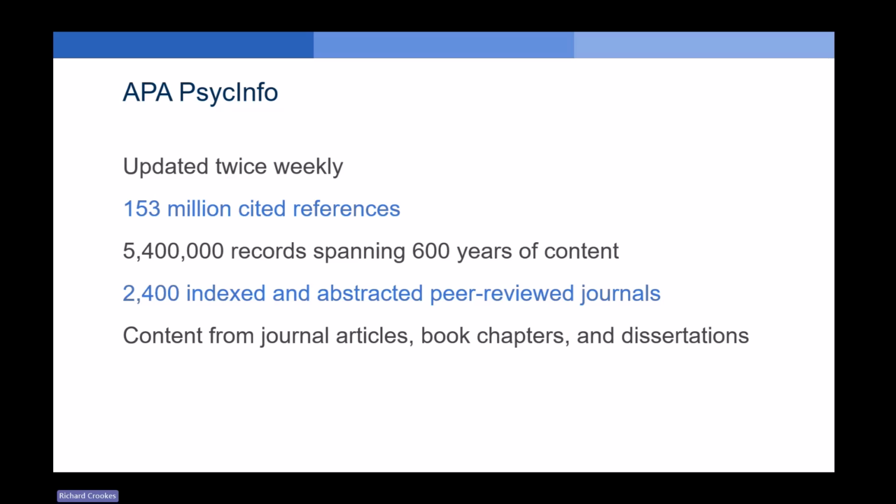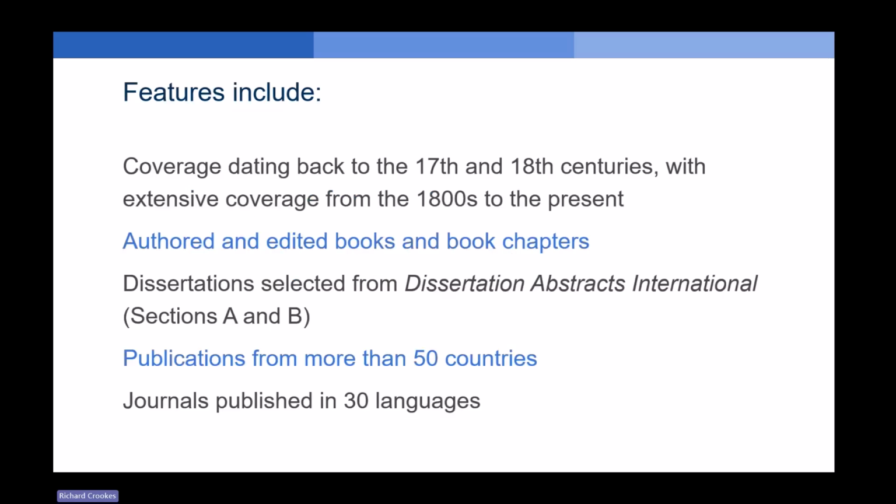And you also have content not only from journal articles, but also book chapters and dissertations. And also the features include coverage going back to the 17th, 18th century, and also authored and edited books and book chapters are also included as part of the content. And as I mentioned, dissertations, which are selected from Dissertations Abstracts International. So there are publications from more than 50 countries, and there are journals published in 30 languages. So again, these are all indexed and accessible through this database on the EBSCOhost platform.